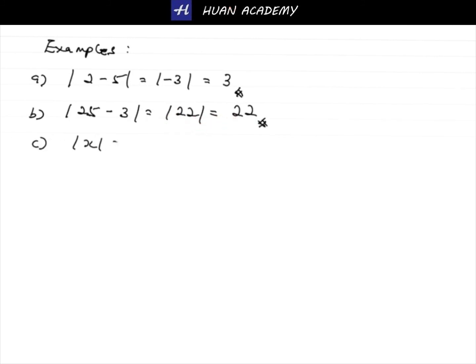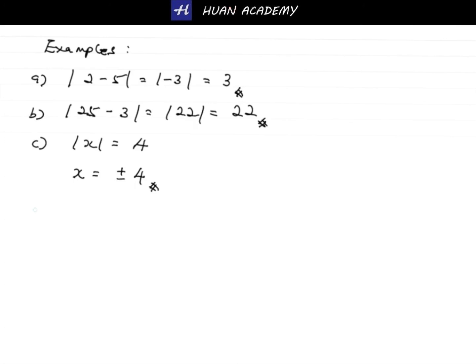And C, if you are given modulus of a number equals 4, what is the number? The number could be positive or negative 4. There are two possibilities because it could be positive 4 here, and it could also be negative 4. It could be positive 4 inside here where the output is 4, or even if the number inside here is negative 4, the output is still 4. As a result, there are two possible answers: positive or negative 4.